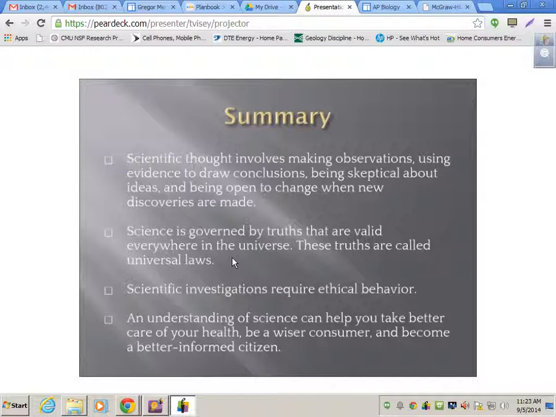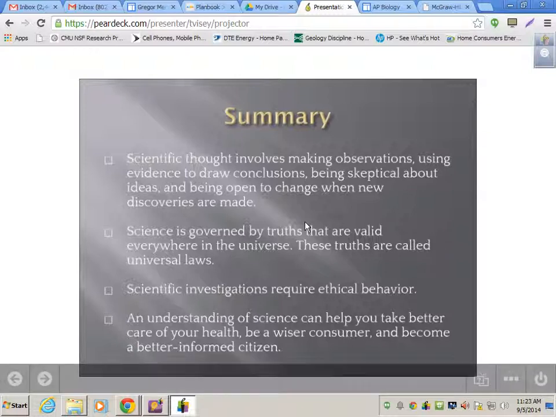Okay? And scientific investigations require ethical behavior. We cannot just do what we want in science. Ethics come into play here. And an understanding of science can help you take better care of your health. We all like to be healthy. Be a better and wiser consumer, buying things that are not only better for you, but are better for the environment, and becoming a better informed citizen. We are all going to vote someday.